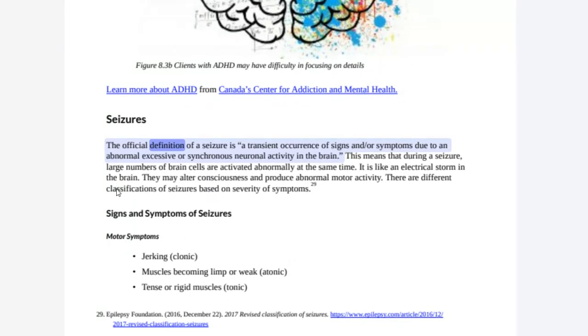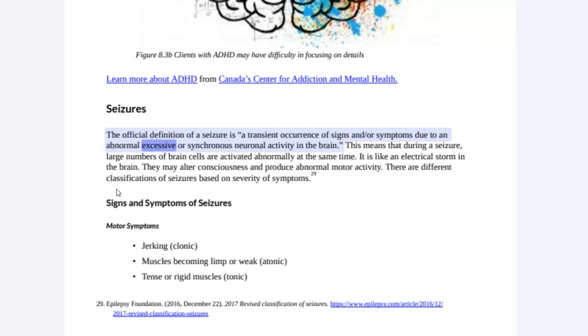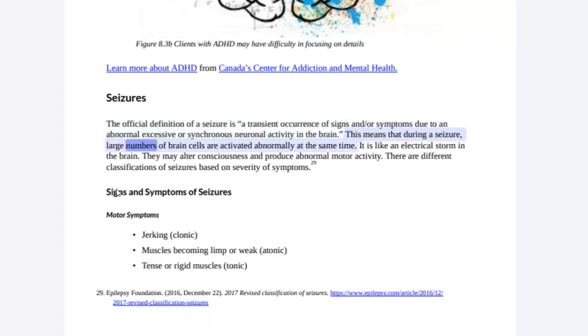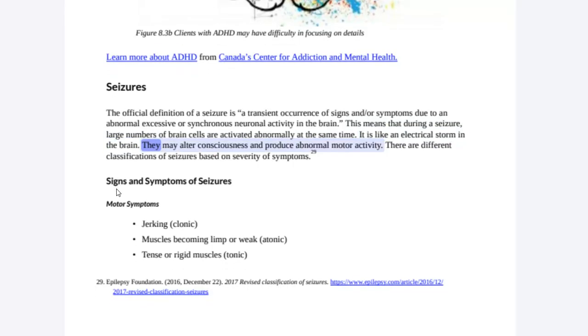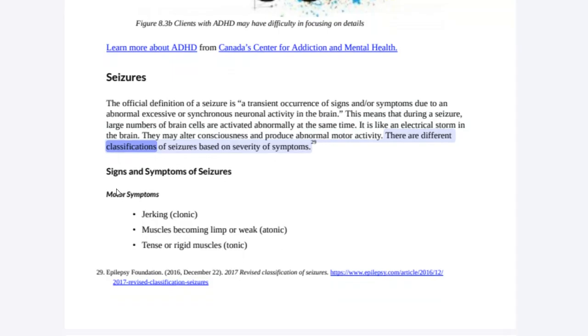Seizures. The official definition of a seizure is a transient occurrence of signs and/or symptoms due to an abnormal, excessive, or synchronous neuronal activity in the brain. This means that during a seizure, large numbers of brain cells are activated abnormally at the same time. It is like an electrical storm in the brain. They may alter consciousness and produce abnormal motor activity. There are different classifications of seizures based on severity of symptoms.